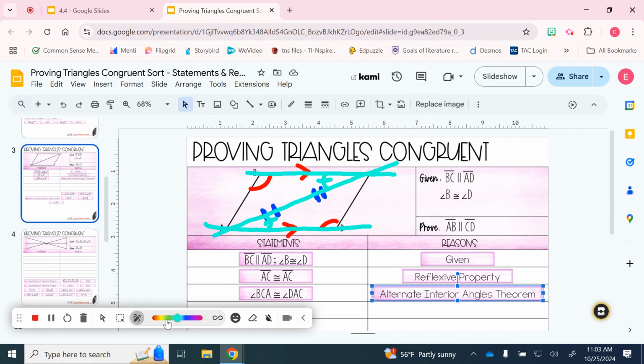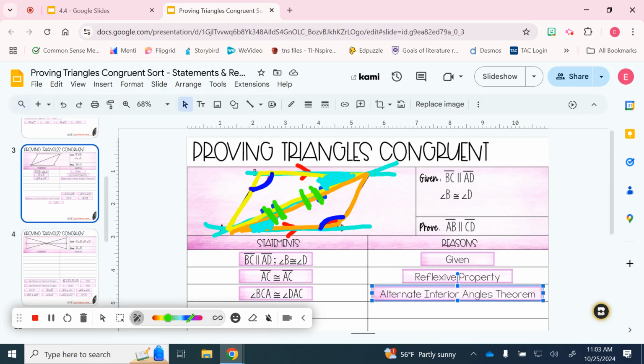Okay, so now I'm going to highlight some stuff. If you guys look, we have this triangle right here. I'm going to get a different color. And this triangle right here. And we know without a doubt, this angle is congruent with this angle. We have this angle is congruent with this angle. And then we have this congruent to itself.